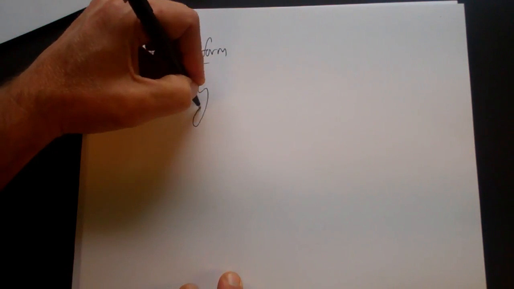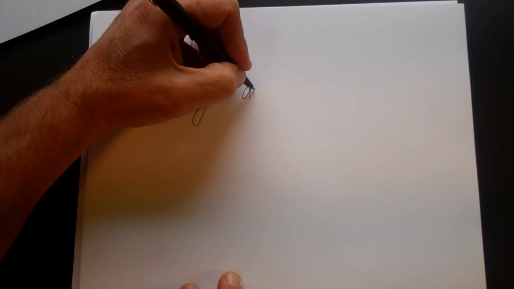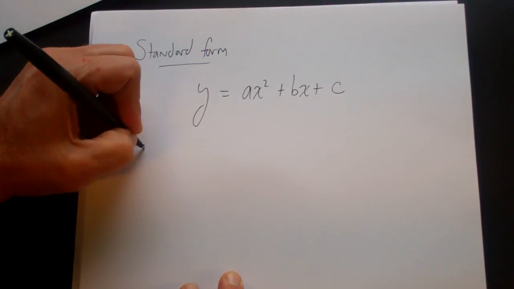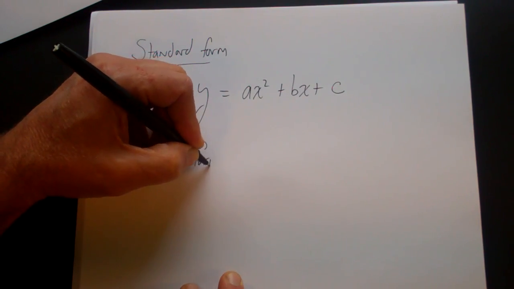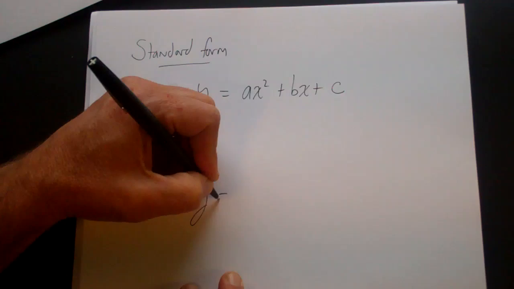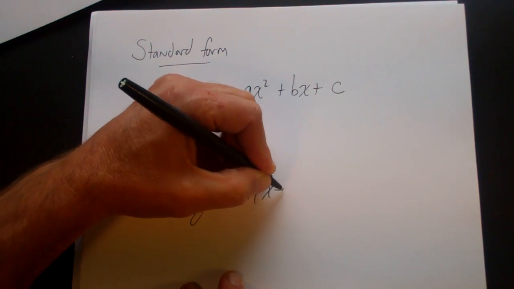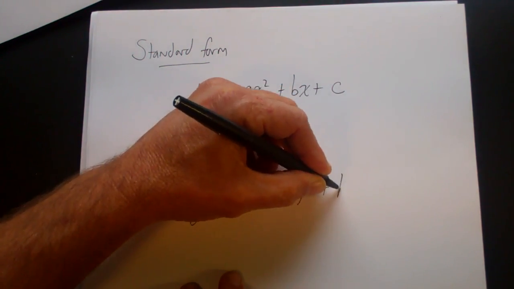The first one is called standard form, and that's the first one that we'll graph. And that's in the form y, or f of x, is equal to ax squared plus bx plus c. And the other common form is called vertex, or hk form. And it's written in the form y is equal to a times (x minus h) squared plus k.